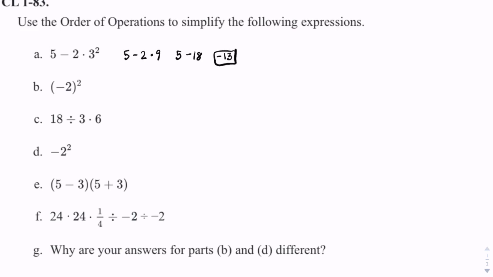For B, I have negative 2 squared. And what that means is that's negative 2 times negative 2, which is positive 4.